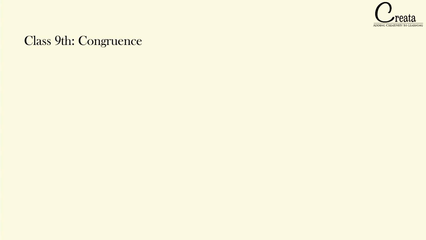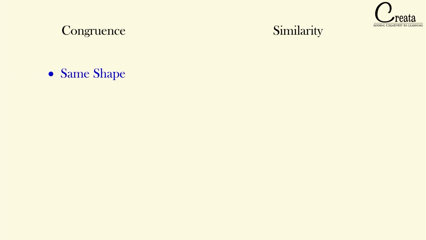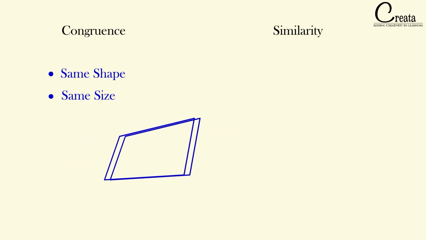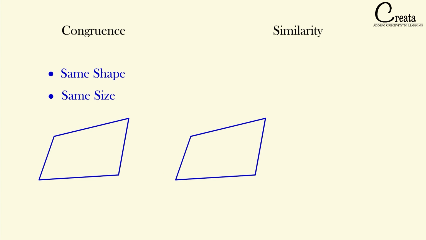In class 9th, we studied congruency, the congruent figure. In this chapter, we will cover similarity, or similar figures. Let's have a glimpse of what congruency is. Two figures are congruent if they have the same shape and same size, which basically means that if two figures exactly match each other, or are exact copies of each other, then we can say they are congruent figures. That is, they have exactly the same shape and same size.